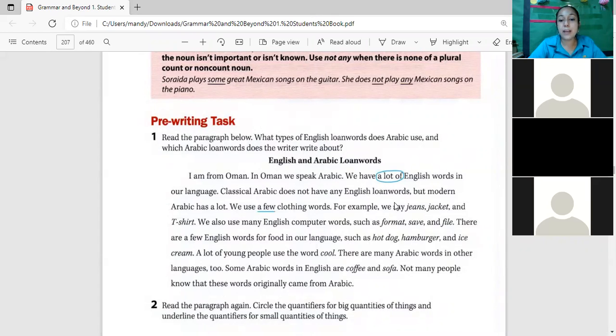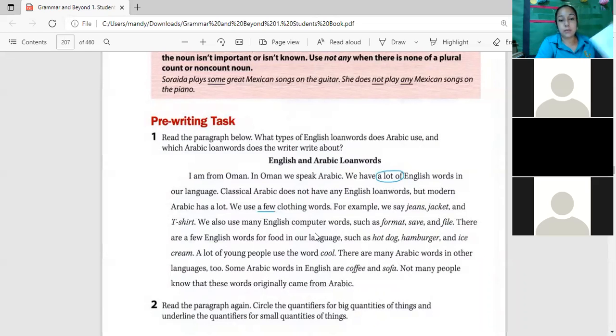For example, a lot of. In that case, this is a big quantity of words, so we circle. And in this sentence, we use a few clothing words. A few shows a small quantity. For example, we say jeans, jacket, and t-shirt. We also use many English computer words, such as format, save, and file.